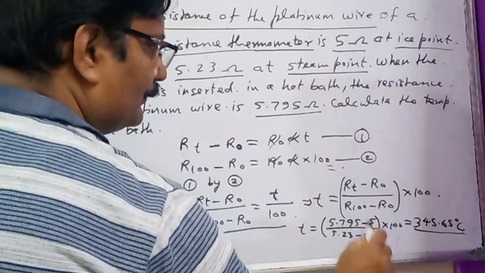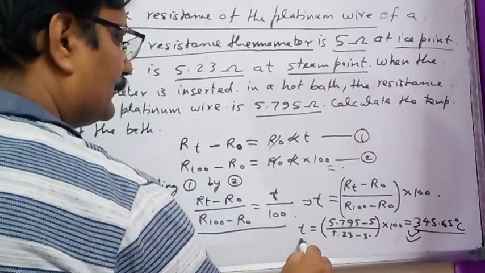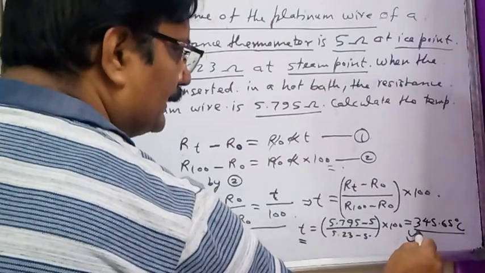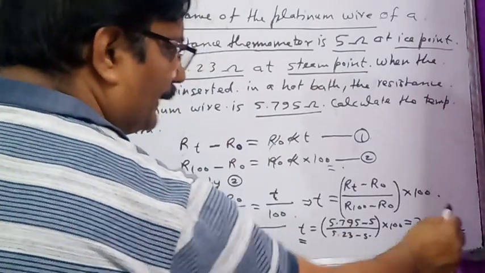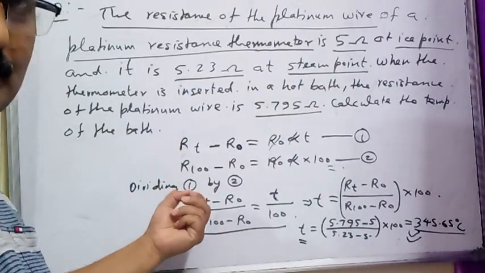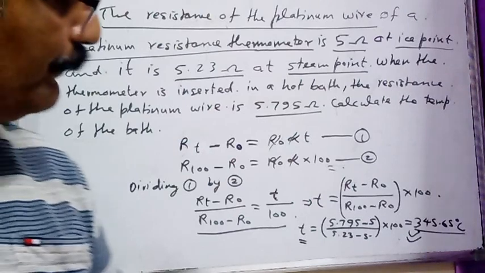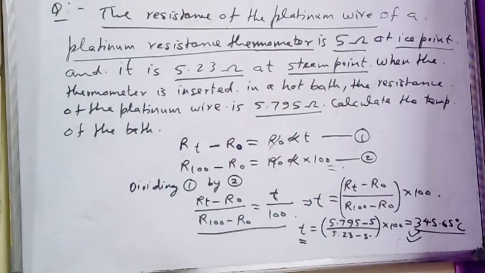So putting these values, if you calculate, the answer of the question is going to be 345.65 degrees Celsius. So the temperature of the hot bath is 345.65 degrees Celsius. This is the answer of this question.